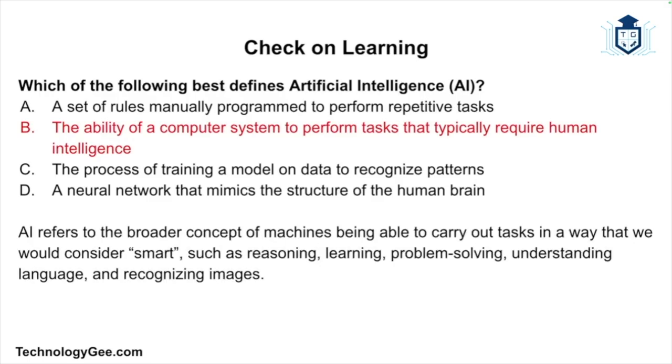And the correct answer is, it is the ability of a computer system to perform tasks that typically require human intelligence. So AI refers to the broader concept of machines being able to carry out tasks in a way that we would consider quote unquote smart, such as reasoning, learning, problem solving, understanding language, and recognizing images.